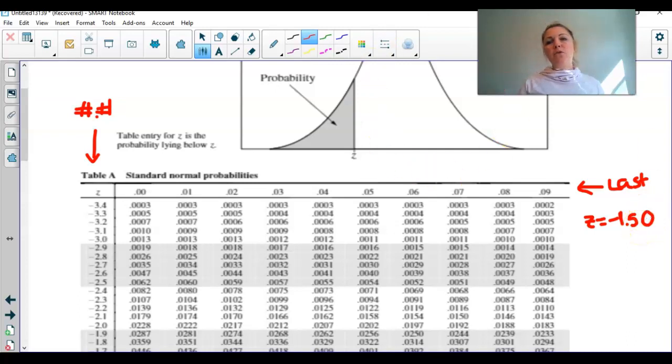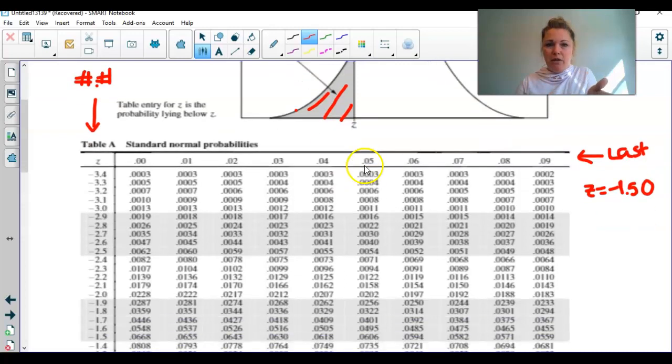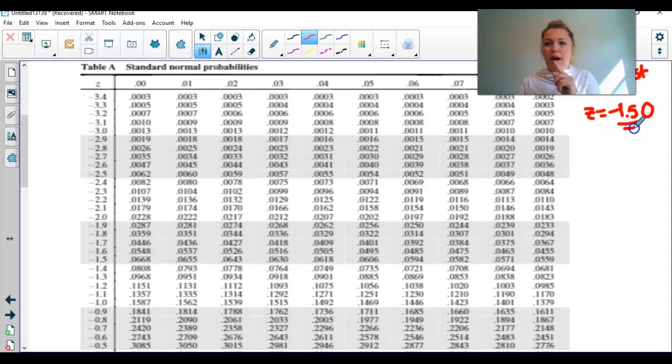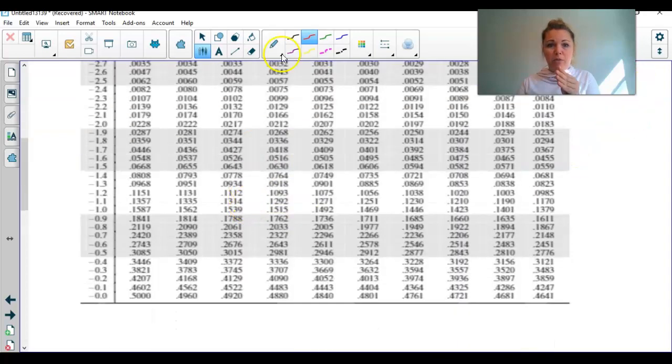Now, what this Z-score table does is it gives you the percentiles for all of your Z-scores. Now remember, a percentile is measured in terms of less than. And we want that. We want to know what percentage are less than 15 miles per gallon, which is a Z-score of negative 1.50. So my first 2 digits are negative 1.5. So I'm going to find that now on the row, and I'm going to use my highlighter right now. Negative 1.5 is right here.